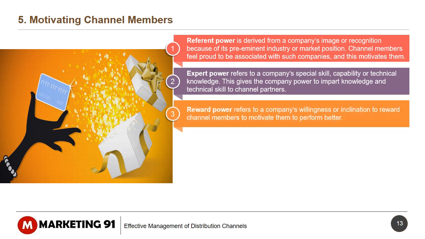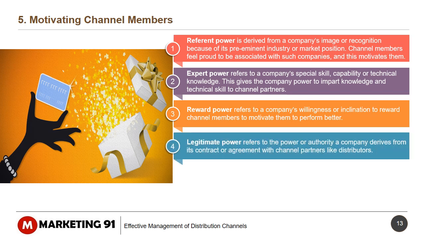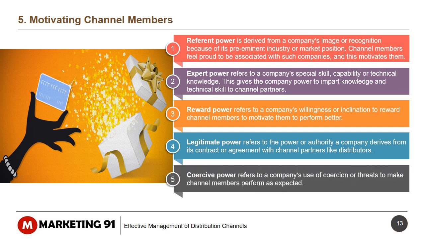Reward power refers to a company's willingness or inclination to reward channel members to motivate them to perform better. Legitimate power refers to the power or authority a company derives from its contract or agreement with channel partners like distributors. Coercive power refers to a company's use of coercion or threats to make channel members perform as expected.